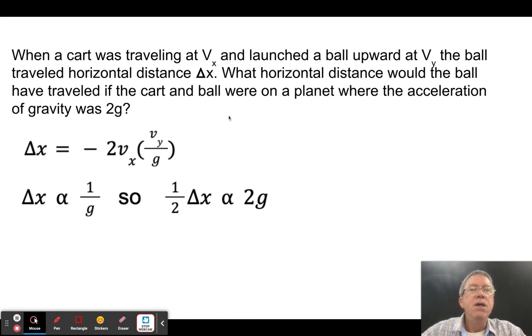All right. Same thing, but now if it was on a planet where the acceleration of gravity was 2g, so it's got twice as much gravity, I think it should probably travel a shorter distance. If gravity is stronger, it's going to be in the air less time. So let's try. This is the expression that I derived. I look at it, what I see is delta x is inversely proportional to g because g is in the denominator. So basically, x is proportional to 1 over g. So if I double g, then this is going to be 1/2 x.